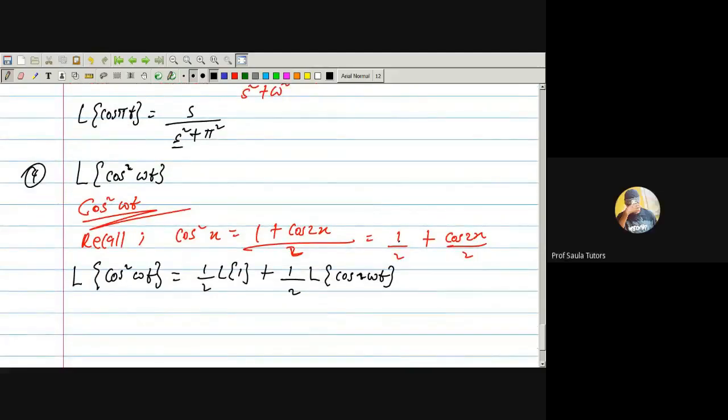Yeah, it's correct. Check, because see my x here now, cos square. So this is the whole of my x, this is the whole of my x. So it's correct. Now, what is my answer here?